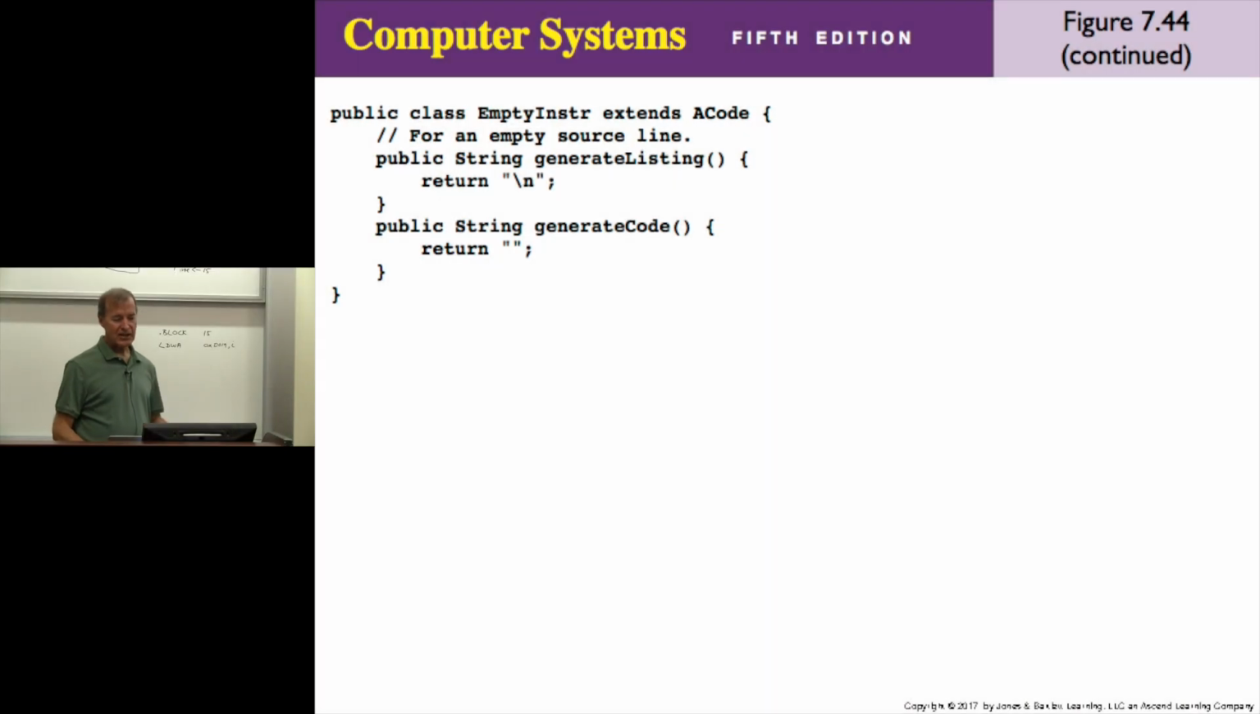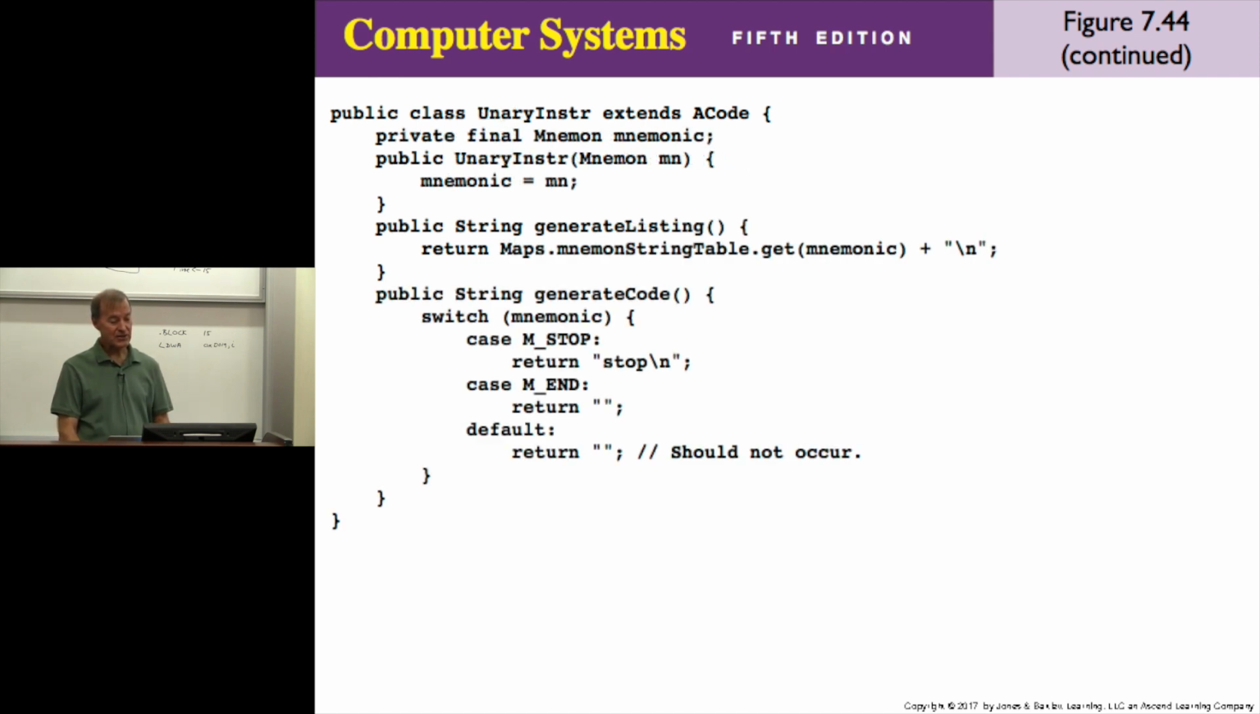Right? Now here's empty. The empty one, what is our generate listing? Just return what? A new line. Okay. Now here's unary instruction. Now look, what were the unary instructions? They were end and stop.